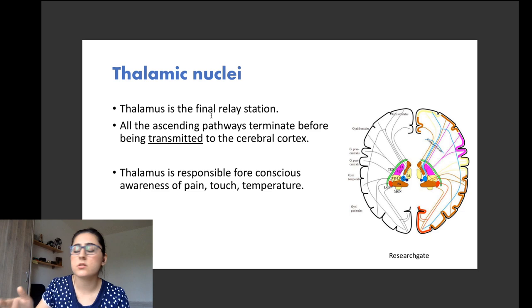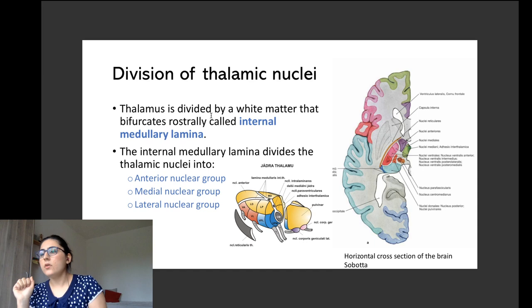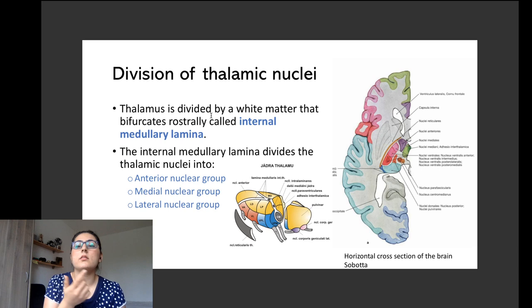Alright, so before we talk about the function of the thalami, first we need to anatomically divide the thalamic nuclei. Everything in my body is first divided anatomically, then functionally, and a lot of times they're connected. So first we always want to talk about the anatomical division, then we're going to talk about the functional division, meaning what it does. Okay, so the division of the thalamic nuclei.